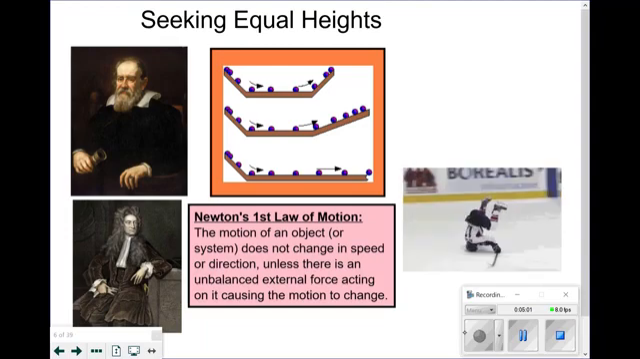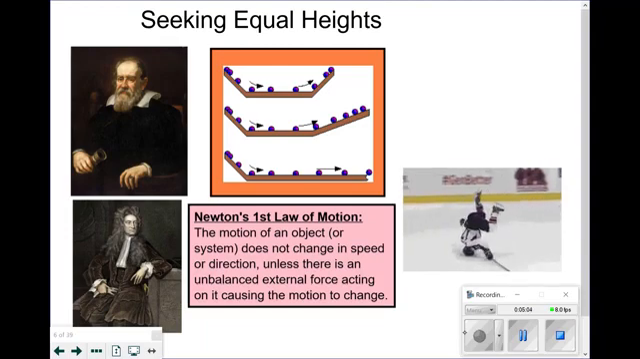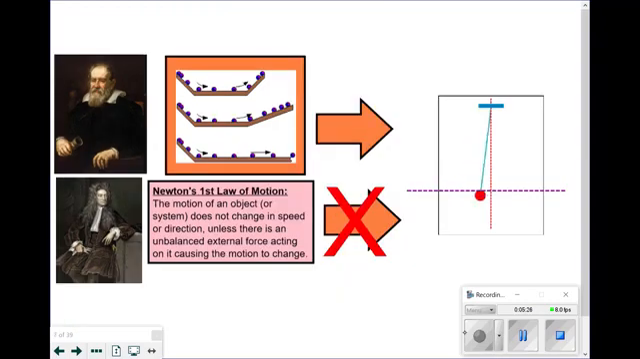This idea revolutionized how we viewed the universe, but it was based upon the work of Galileo, who was actually first investigating things because of the motion of a pendulum. Now, when we take a look at a pendulum, it does in fact swing from side to side, much like the ball on the very top ramp here, and it does seem to seek equal heights on both sides of the pendulum, and it never seems to stop.